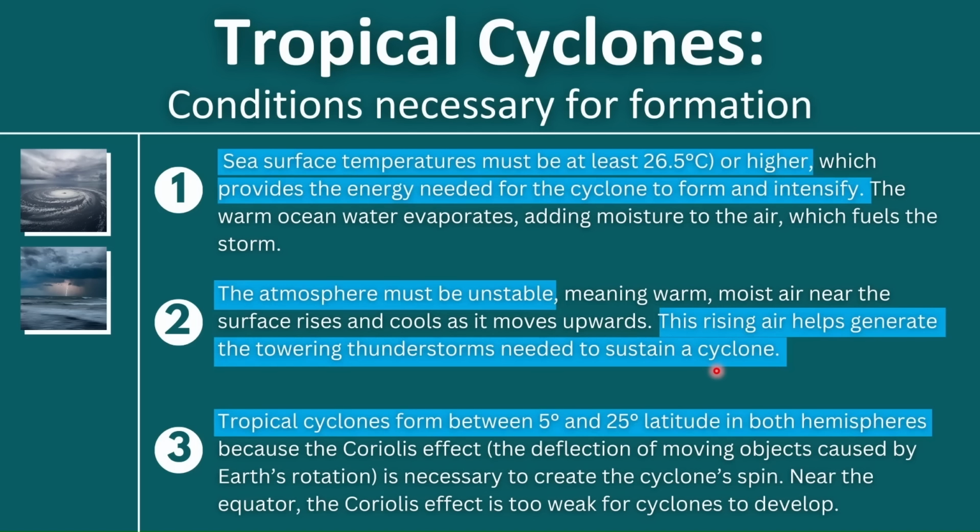Tropical cyclones form between 5 degrees and 25 degrees latitude in both hemispheres because of the Coriolis effect. Now, the Coriolis effect is the deflection of moving objects caused by the Earth's rotation, right? So this is necessary to create the cyclone spin. Near the equator, the Coriolis effect is too weak for cyclones to develop. Therefore, it has to develop between 5 degrees and 25 degrees latitude in both hemispheres, right?